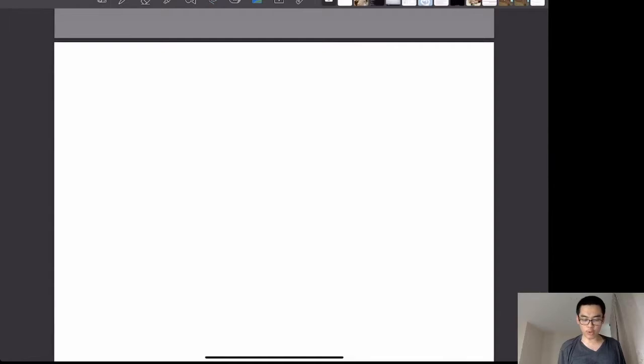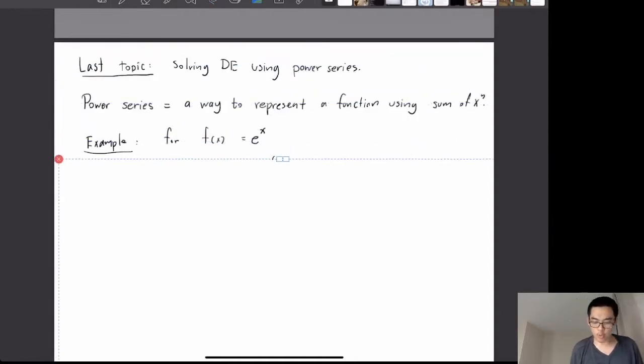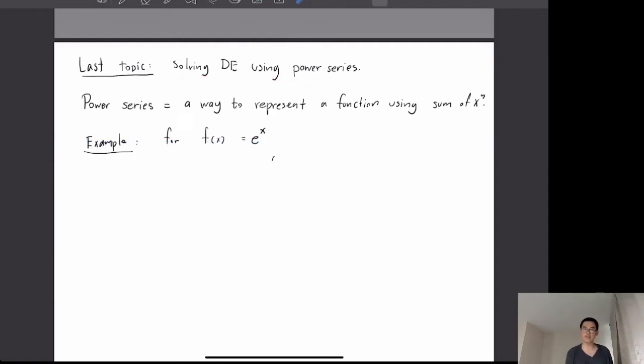So what do we want to do here? We want to understand first what is power series. Let me read it to you: solving differential equation using power series. So power series, what is it first? It's a way to represent a function using the most simple function you can think of, which is a bunch of x to the n, like x squared, x cubed, x to the fourth, and so on and so forth. You're just going to use those x to some power to represent all the functions that we want.